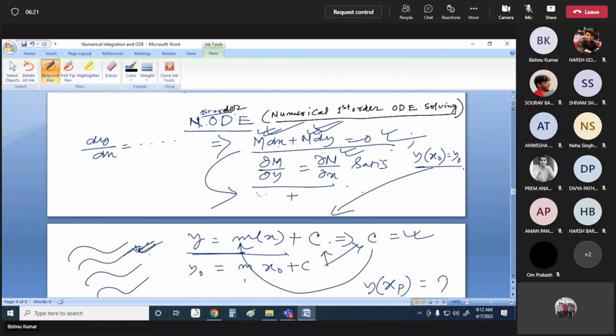Students, what is the physical interpretation of the ordinary differential equation? Tell me. You know the equation, but why do we need to study the differential equation?